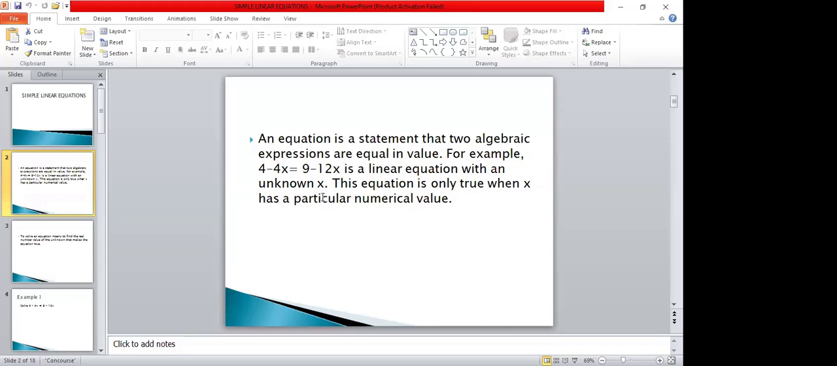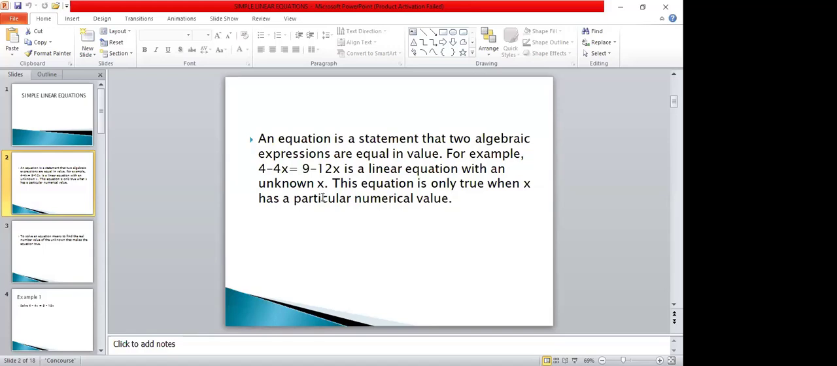Sometimes we also call it a variable. Variable means that it can change its value. It is not constant. So the value of x here can be made to vary. You can change it from 0 and so on and so forth. So it is called unknown, or we also call it variable.